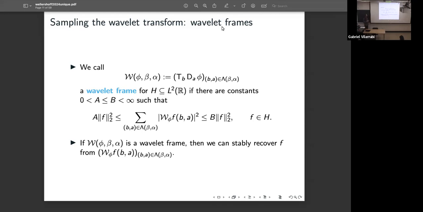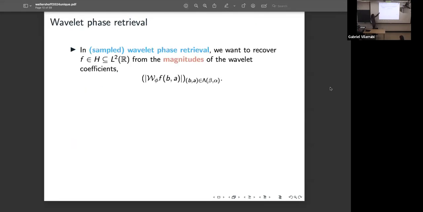Okay, so that's a short introduction to the wavelet transform. Now, what we are going to do today is something slightly harder than recovering f from the wavelet coefficients. Instead, we're trying to recover f from the magnitudes of the wavelet coefficients. This problem is called wavelet phase retrieval, or more specifically, if you take a hyperbolic lattice, we'll refer to it as sampled wavelet phase retrieval, which refers to the fact that we're not taking information everywhere, but just on the hyperbolic lattice.